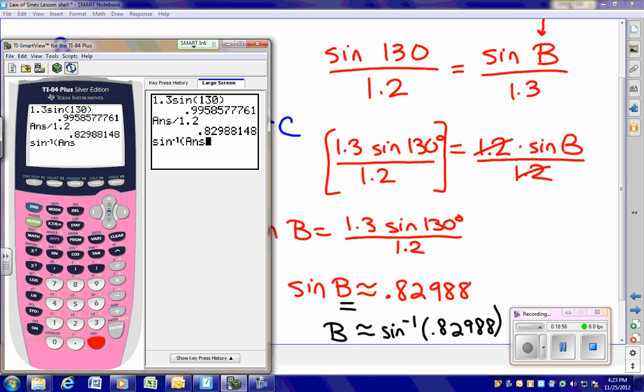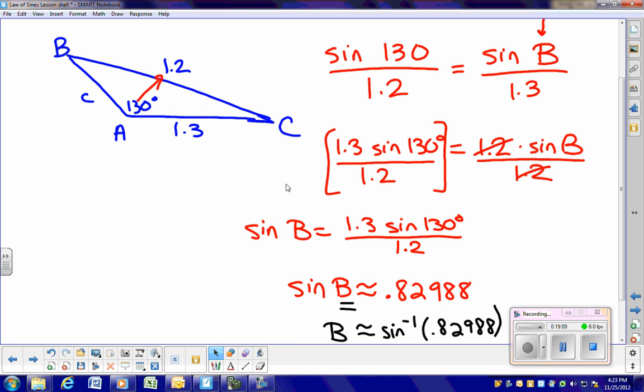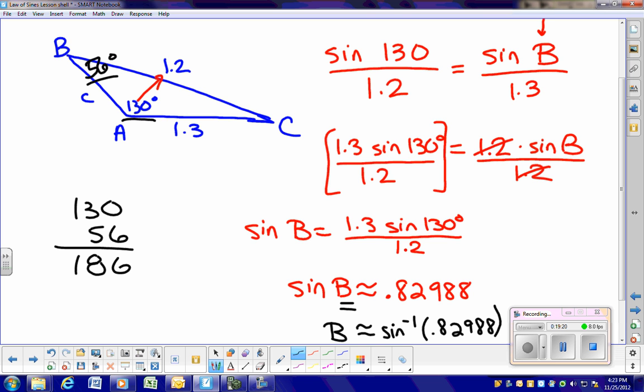Okay, rather than typing in that whole decimal, I'm just going to use the previous answer feature on the calculator, and it takes all the decimal places. Okay, so now the calculator thinks angle B should be 56 degrees. Now if you check that out, something weird happened here, because 130 plus 56 is too much. That can't be. The angles in a triangle have to add up to 180 degrees.